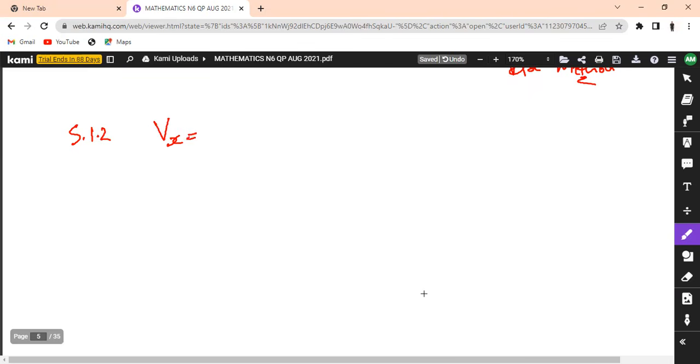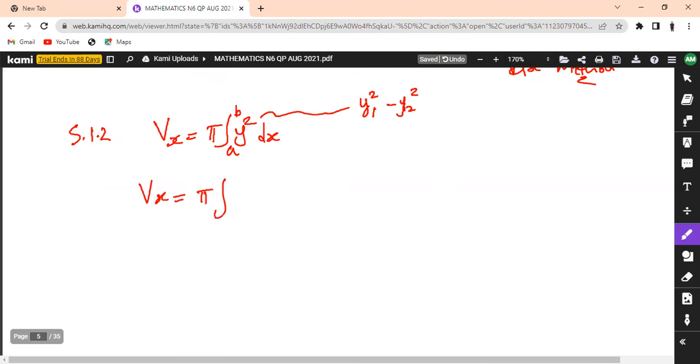But anyways, we know that for our disk method, the volume is going to be given by this formula. This is 5.12. You know that volume about the x-axis is going to be equivalent to pi, the integral of y squared dx. This is our normal formula, remember, guys. But because here there are two graphs that we are given, this is going to be y1 squared minus y2 squared. So our volume with respect to x is going to be pi, the integral with limits a and b, of y1 squared minus y2 squared with respect to x. That's your normal formula for the disk method, guys, as we know.